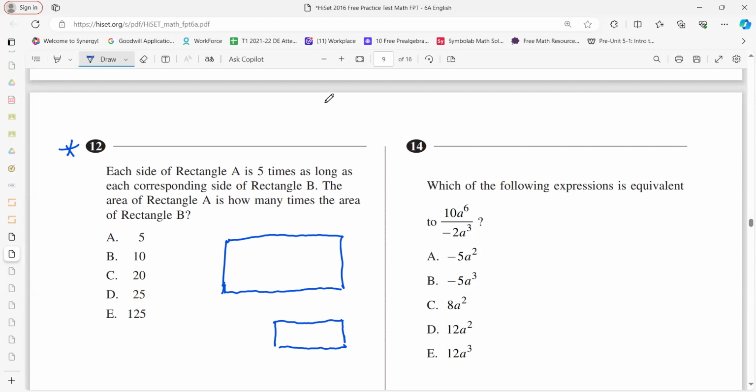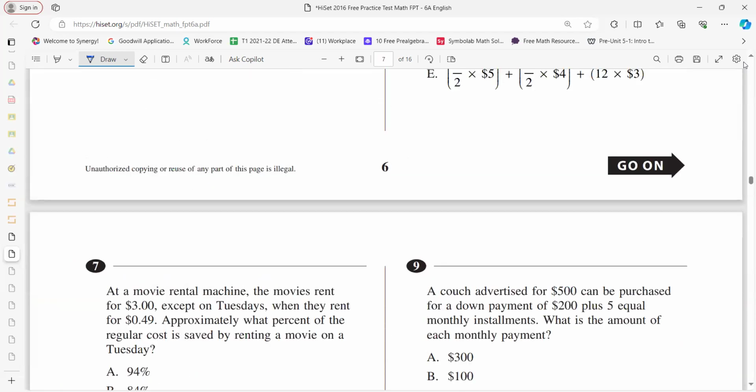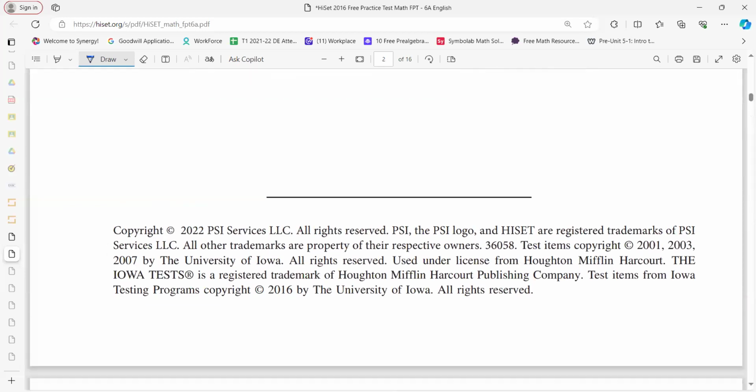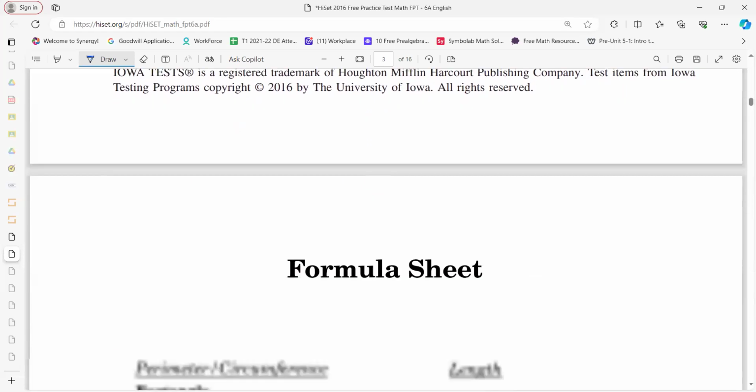So here's one thing you want to be aware of. If you can see, oh, they're talking about rectangles and they're talking about area, there is a formula sheet you want to know about. It's very, very geometry heavy. So anytime there's a geometry question, you want to consult the formula sheet to see if there's anything on there that could help you.